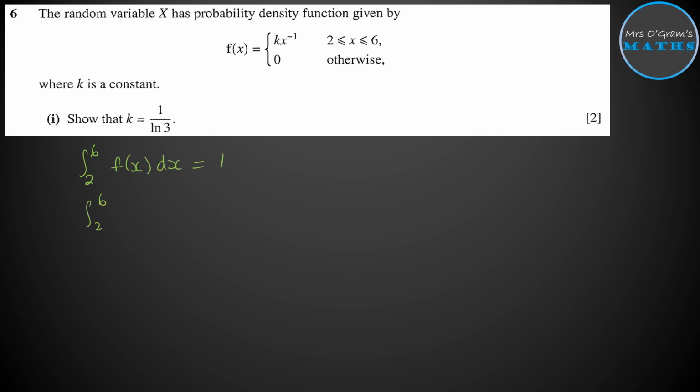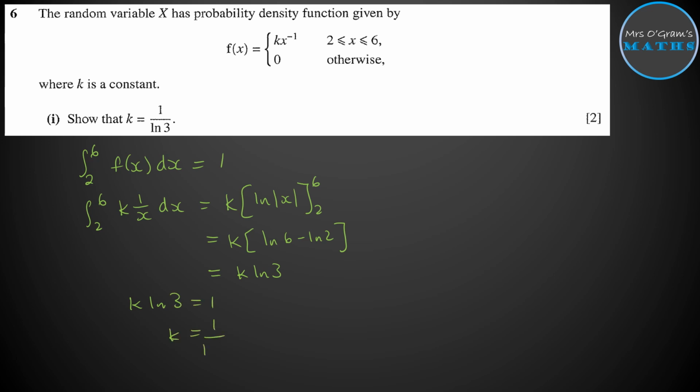So if we pop that in, integrating 1 over x gives us log x between 2 and 6. So that becomes k of log 6 minus log 2. Using our log rules, that gets us k log 3. So we know that k log 3 has to equal 1, therefore k is 1 over log 3.